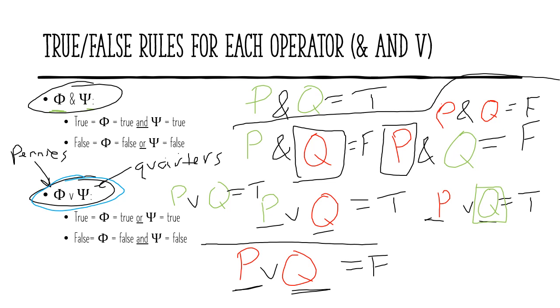In the case of an ampersand, it's only true where both of them are true, which we see up here. And when we do a wedge, the only instance in which a wedge is false is if they're both false, which we see down here. So those are the first two rules. Let's go on to the next two rules.